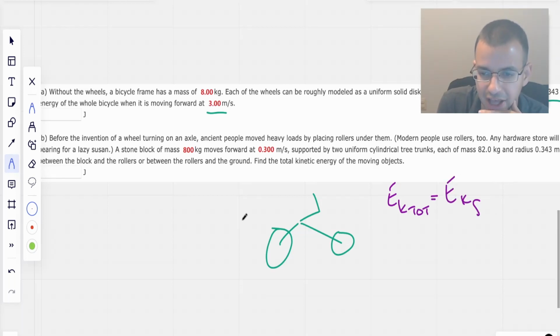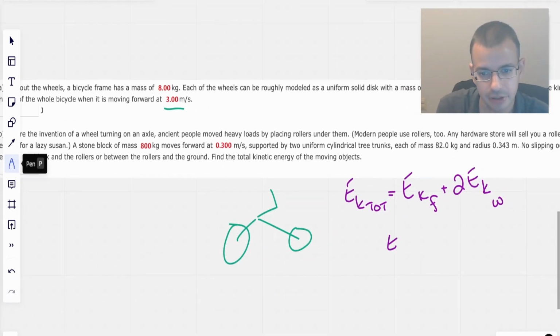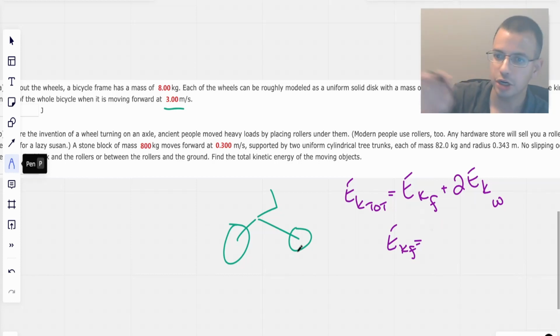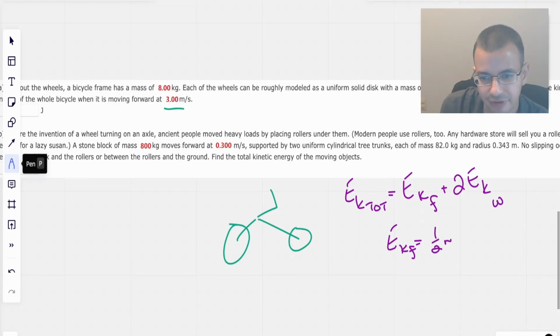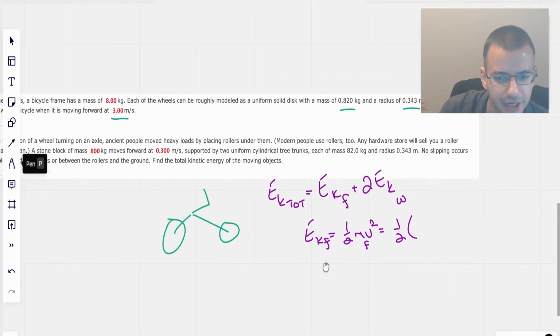kinetic, I'm going to call F for frame, plus 2 times energy kinetic wheel, W for wheel. And so energy kinetic frame is going to be equal to, it's just moving linear, no rotational. And so it's going to be 1/2 mv squared. This will be mass frame. So it would be 1/2, I'm just going to leave it as 1/2. Now I'll come up with an answer.